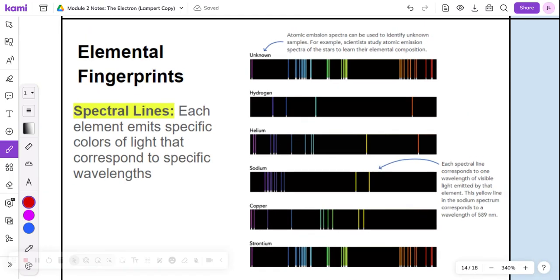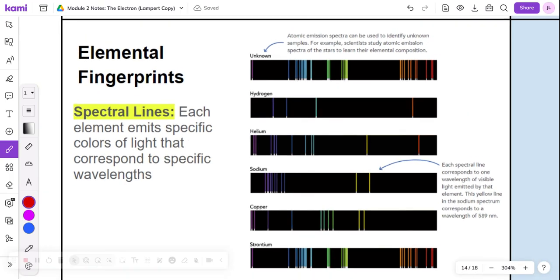Now, because of that, spectral lines are often called elemental fingerprints. Now, on people, your fingerprints are all unique. Even if you have an identical twin, your fingerprint is still different than your twin's, okay? So in the same way, we say that elements have fingerprints because their spectral lines are all unique and different. All right, questions so far?